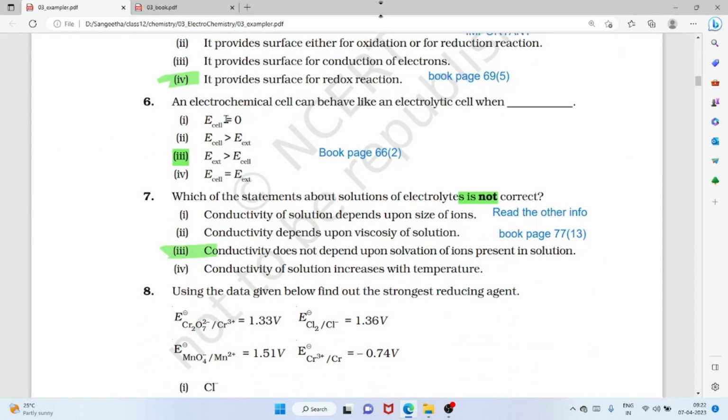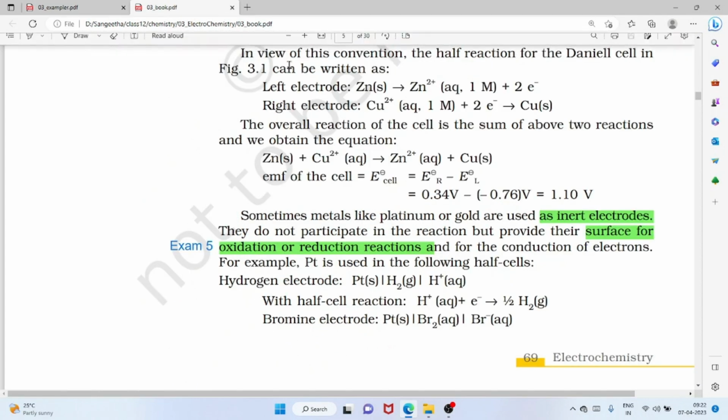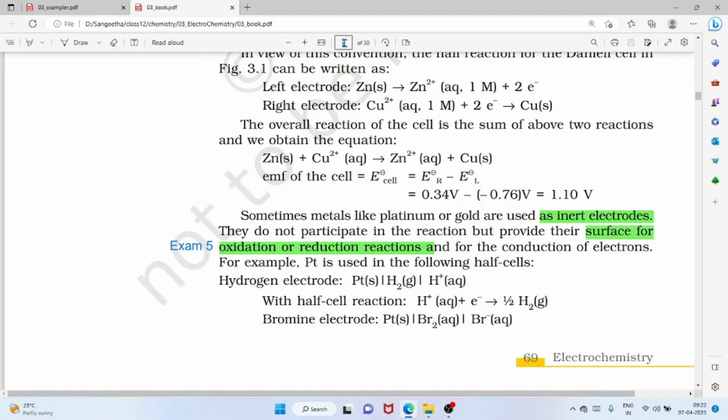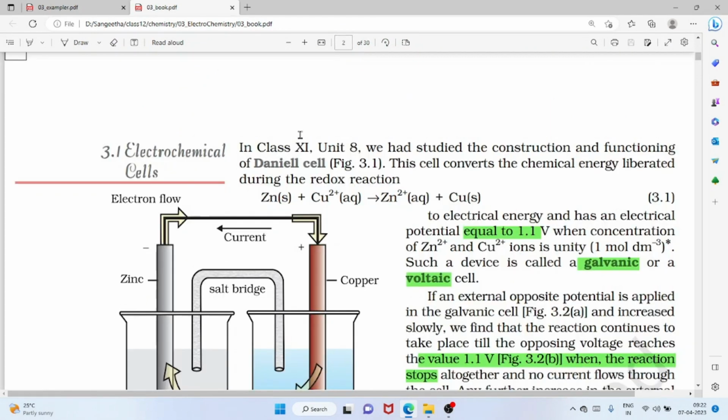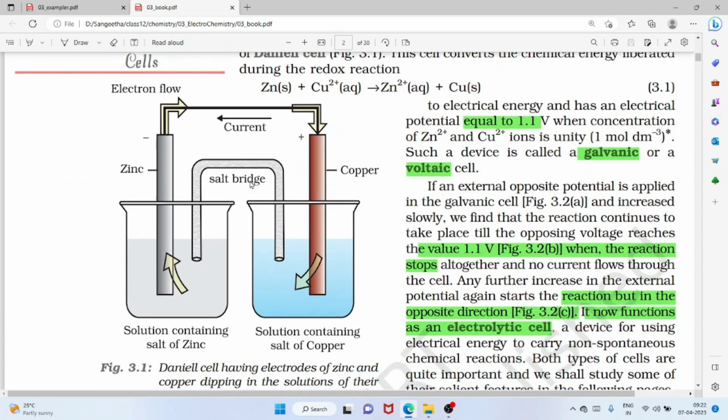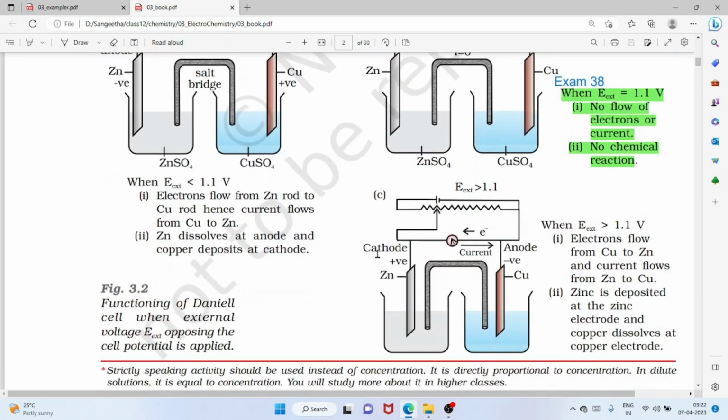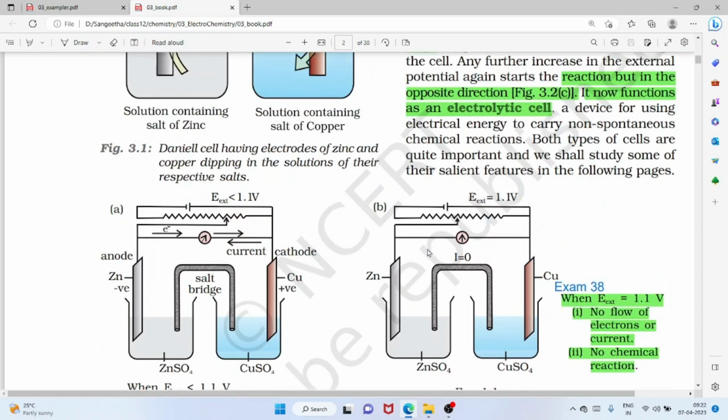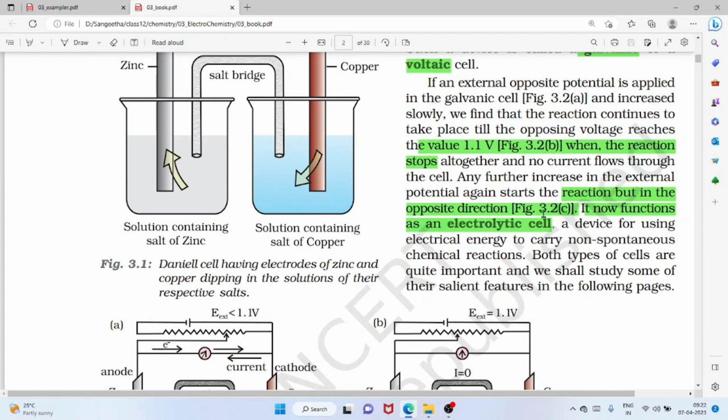The electrochemical cell can behave like an electrolytic cell when the external voltage is greater than the E cell. See here, when the external voltage is greater, it will become an electrolytic cell. The reaction now runs as an electrolytic cell, so the current flows in the opposite direction and it behaves like an electrolytic cell.